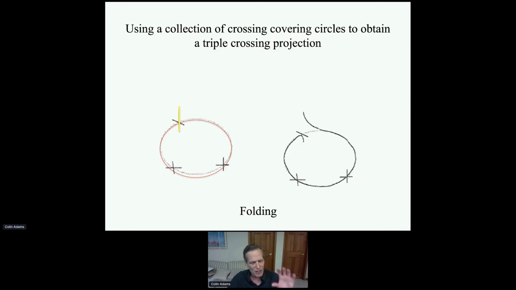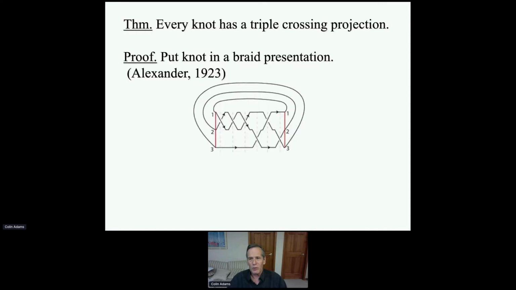So if I have a collection of these crossing covering circles that hits every crossing, I could fold each one, and the end result would be a projection with only triple crossings in it. So let's prove that every knot has a triple crossing projection. I know of three proofs of this.